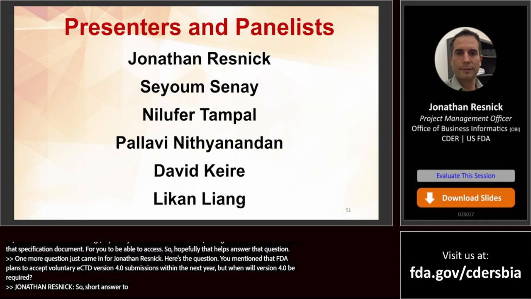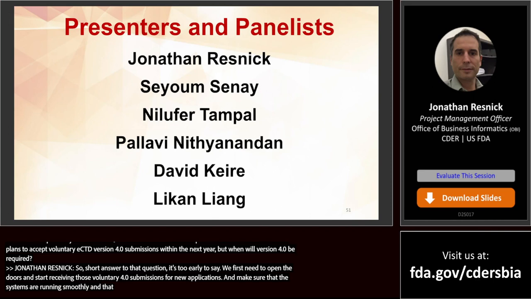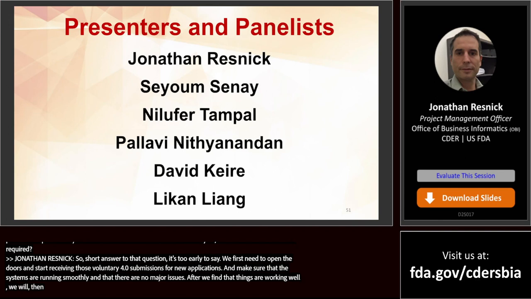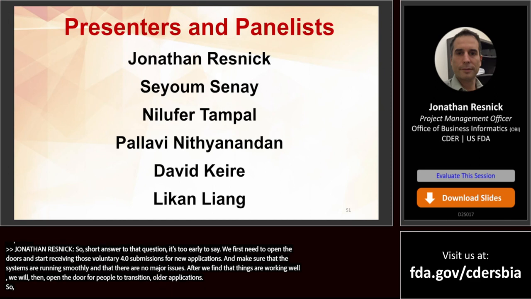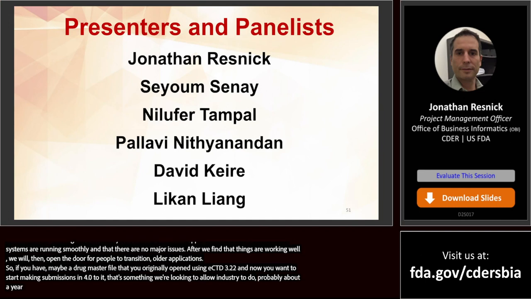So we first need to open the doors and start receiving those voluntary 4.0 submissions for new applications and make sure that the systems are running smoothly and that there are no major issues. After we find that things are working well, we will then open the door for people to transition older applications. So if you have maybe a drug master file that you originally opened up using eCTD 3.2.2, and now you want to start making submissions in 4.0 to it, that's something we're looking to allow industry to do probably about a year after we initially open the doors to providing a new application in 4.0.